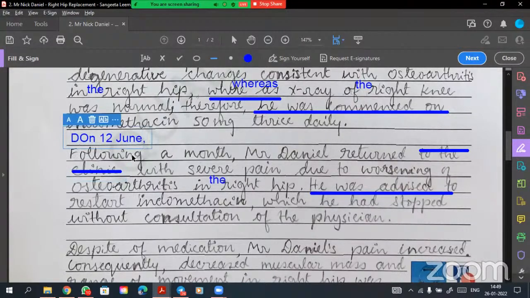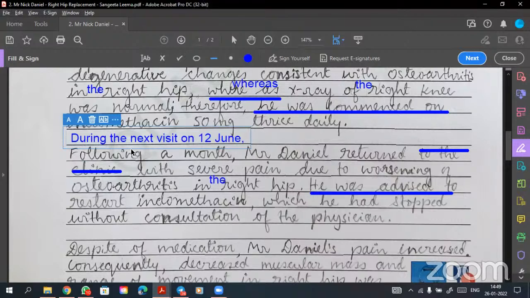Okay. During the next visit on 12th June, is it clear now? Yes, sir. During the next visit on 12th June, why do you want to write Mr. Daniel in every paragraph? I don't know who is telling you all these things. During the next visit on 12th June, even if you don't write Mr. Daniel, we know that there is only one patient. He only visits there. During the next visit on 12th June, worsening osteoarthritis.